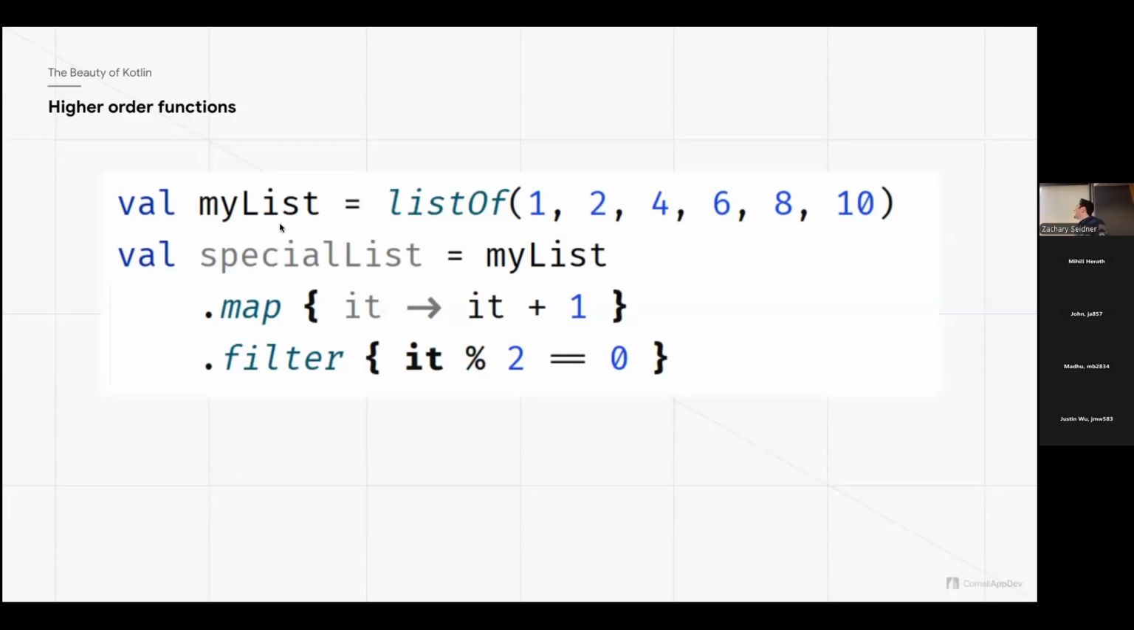That's fine. So we could map the list to each number incremented by one. And then we could filter it by saying, okay, we only want the numbers such that modulus 2 is equal to 0, or the even numbers of the list, right? So does anyone know what the value of special list would be? What numbers would it hold?